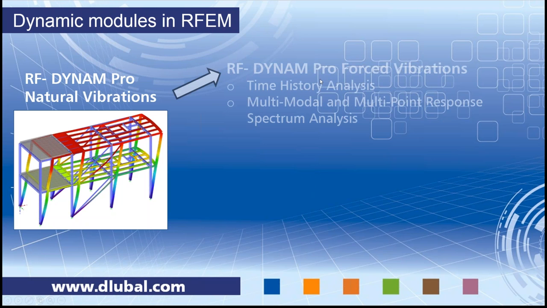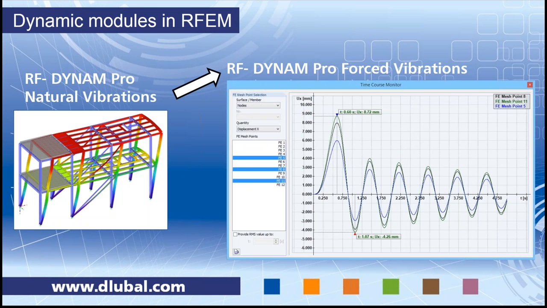Based on this basic module, you have the RF-DYNAM Pro forced vibration. This can perform a time history analysis and can perform a multimodal, multi-point response spectrum analysis. So this is quite a large module, and we are not going to talk about this today, as it will be in one of the later webinars this year. So you get, for example, results versus time in a so-called time course monitor, just as the example.